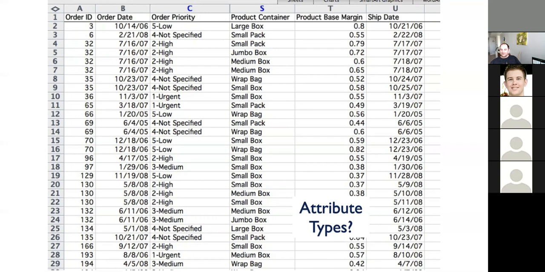Yeah, order priority, I see a lot of ordinal responses. Ordinal is clearly ordinal. We can sort them, but it's not necessarily that four is twice as important as high, and so clearly it's an ordinal data type. Product container.